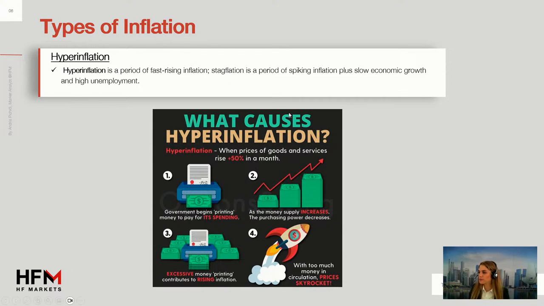So what causes hyperinflation? Government increase the amount of money to the economy. The money supply increases so that the purchasing power decreases. This excessive money into the economy contributes to rising inflation. With too much money in circulation, prices skyrocket.